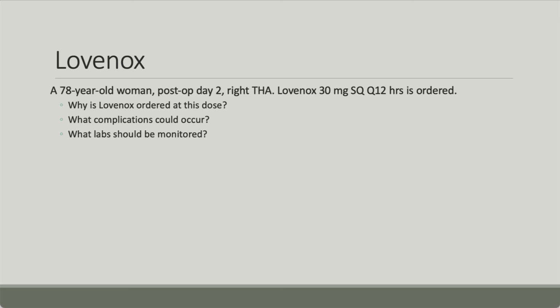Lovenox, 78-year-old woman, post-op day 2, right total hip arthroplasty. That's hip replacement. She's on Lovenox 30 milligrams sub-Q every 12 hours. Why is it ordered at this dose? Well, because it's a prophylactic dose. We don't want to therapeutically anticoagulate her. She doesn't have an active clot. Well, she does, but it's in the incision. We want that to be clotted, right? But we are trying to prevent a deep vein thrombosis and the complication of pulmonary embolism.